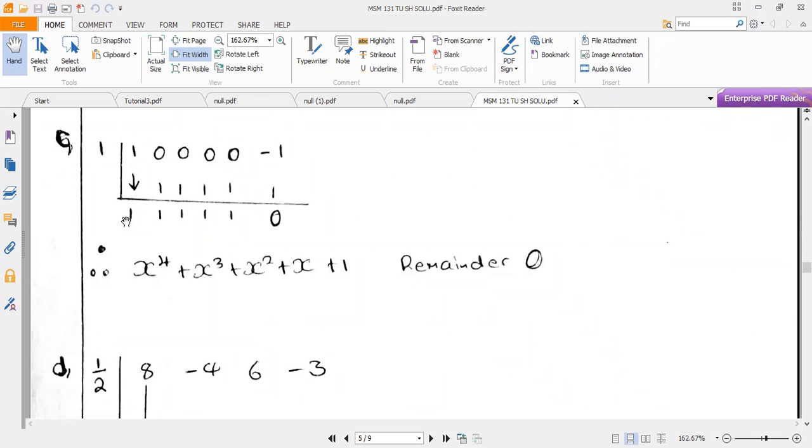At this point, we drop this 1 down and say 1 times 1 is 1. 0 plus 1 is 1. 1 times 1 is 1. 0 plus 1, 1, and so on and so forth. The last one will be 1 times 1, 1, but this was a negative 1, so negative 1 plus 1 will be 0. In this case, our remainder is 0. So the equation will read x to the power 4 plus x to the power 3 plus x to the power 2 plus x plus 1 with a remainder of 0.